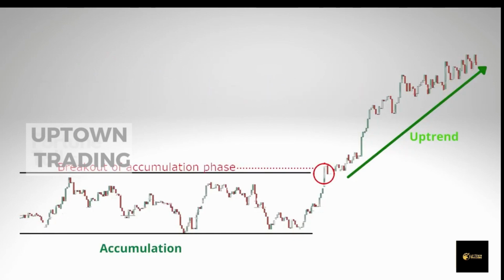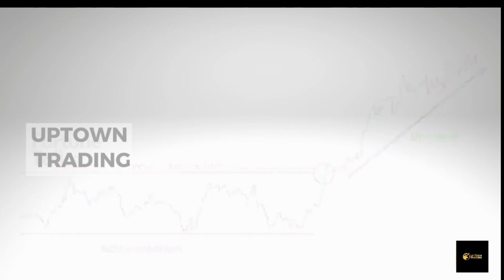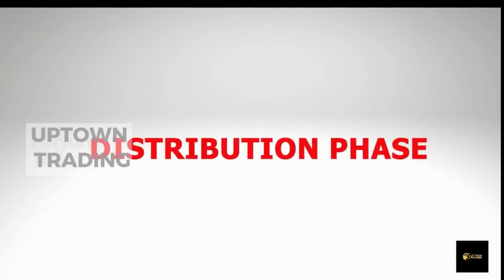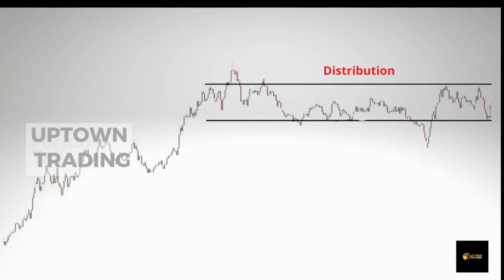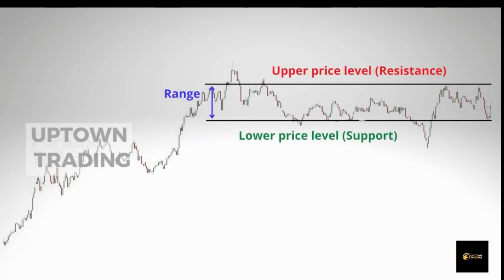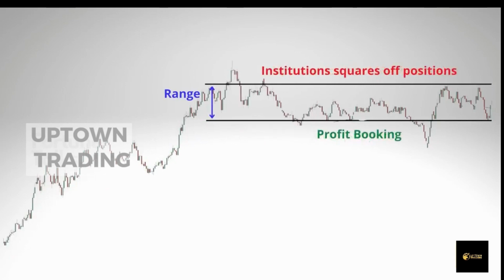We will discuss how to identify an uptrend and how to approach your trades during an uptrend in our upcoming videos. But now let's move on to the third phase, which is the distribution phase. The distribution usually occurs after the prices have risen to a good extent. And the distribution phase looks similar to an accumulation phase where the market remains in a range. Here's what happens in the distribution phase. The institutions begin to distribute or sell or square off their positions after they have made a good chunk of profit on their initial investments.